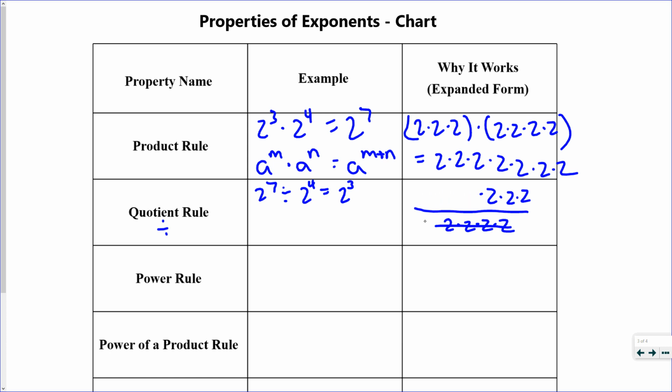Gone and gone. What am I left with? I'm left with 2, 2, and 2. I'm just left with 2 to the third. So by dividing, I've subtracted 4 of the factors. And so now this rule, in the general form, is a to the m divided by a to the n is equal to a to the m minus n.